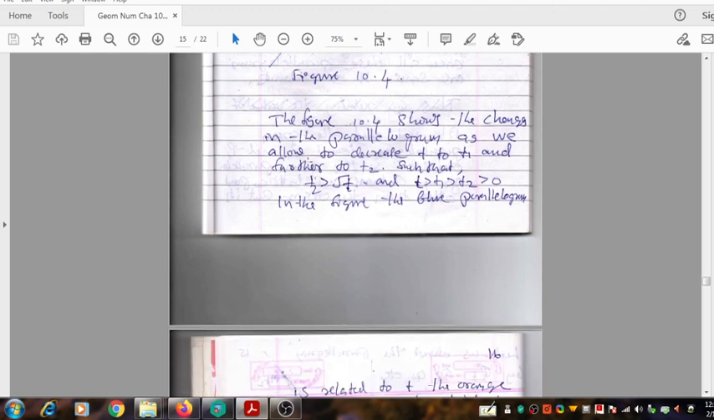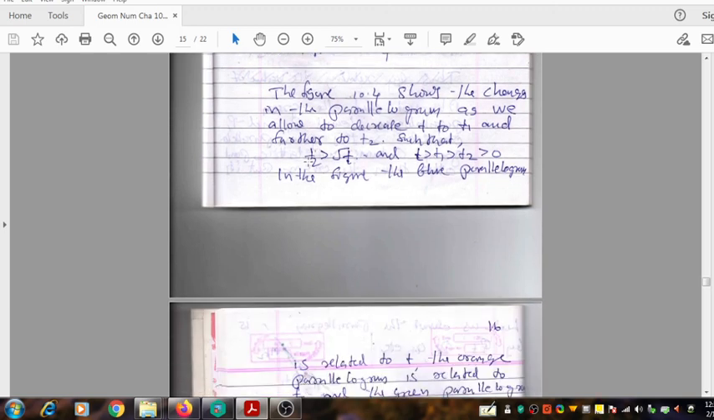And figure 10.4 shows the changes in the parallelogram as we allow t to decrease to t1, and further it is allowed to decrease to t2.